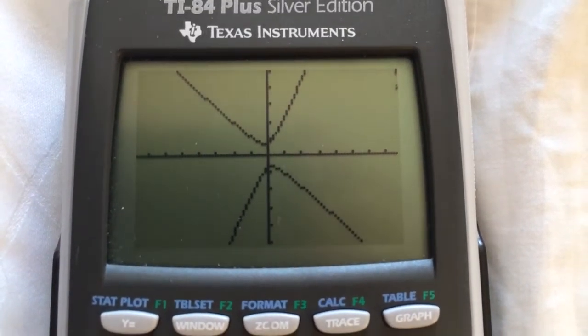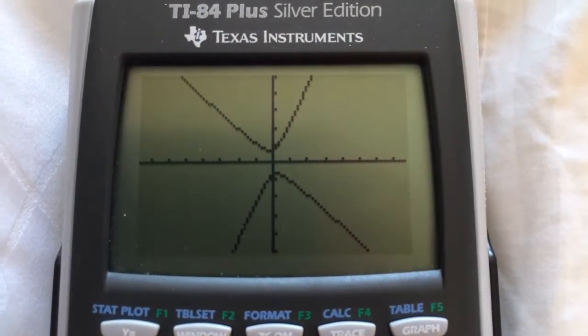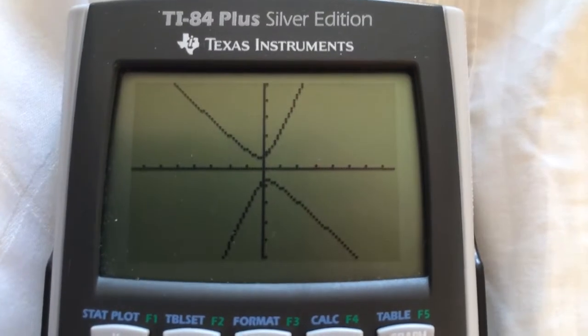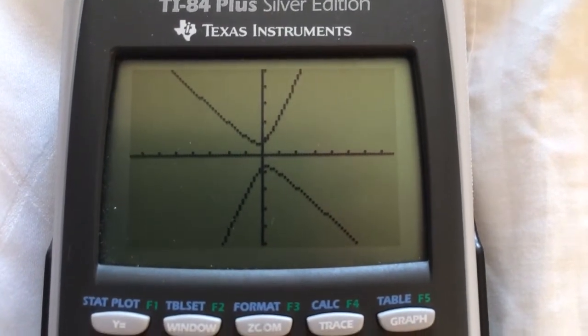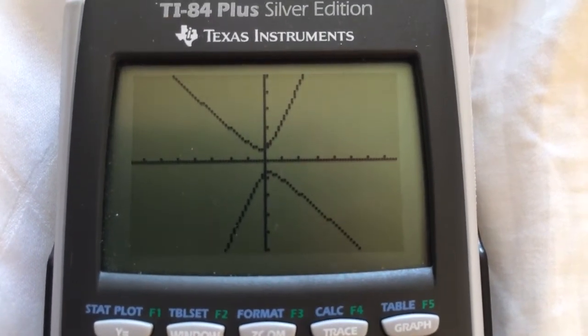And there you go. That fits our prediction that it is a hyperbola and that it is rotated 11.31 degrees about the origin.